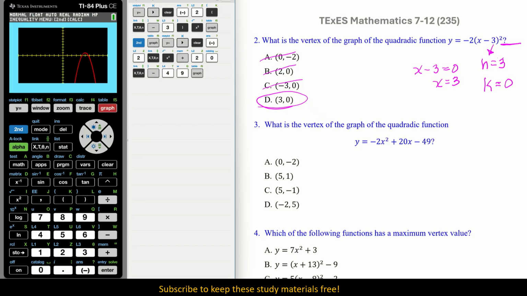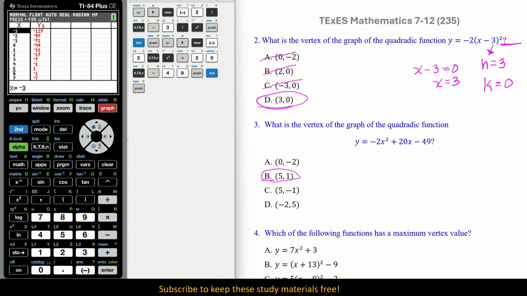So let's graph it. And I'm going to eyeball, and I'm going to say 1, 2, 3, 4, 5, and 1. Okay, could be B, but don't believe it until you go to your table. Well, here's 5, and there's 1 with 5. And as you can see from the 1, if you go up or down, they're decreasing. So that has to be our maximum vertex.